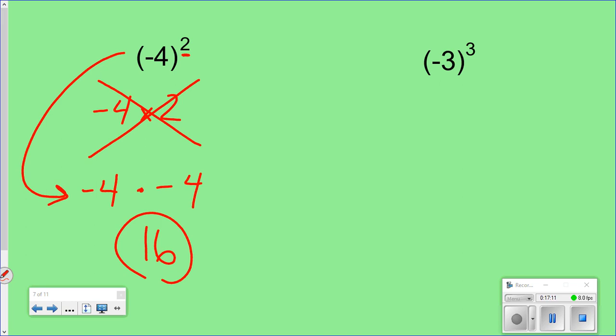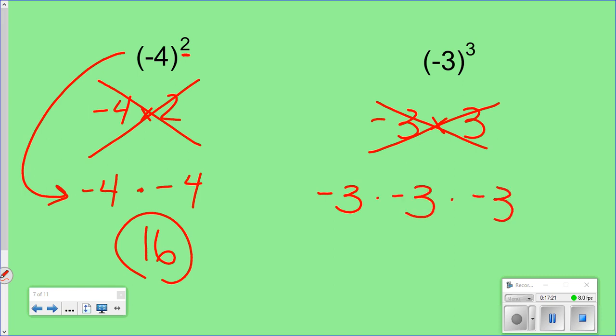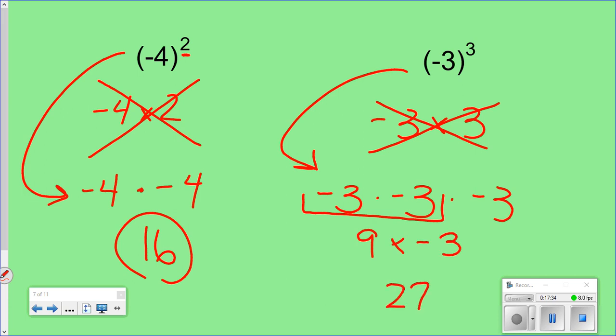Let's look at this one. -3 to the third power. It's not this. It looks like this: -3 times -3 times -3. That's what this looks like. Now you're going to say, okay, well, a positive 9, because I have two negatives. Now I'm going to multiply by a -3. 27, negative. Yep, yep, yep.